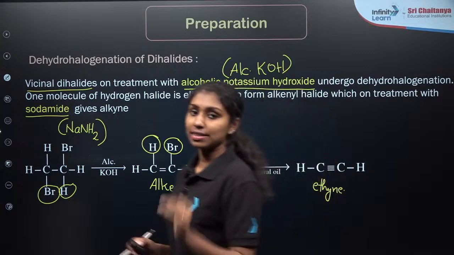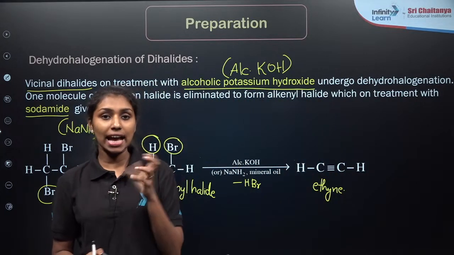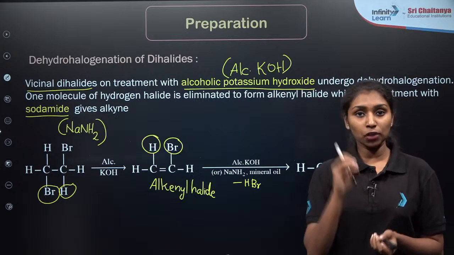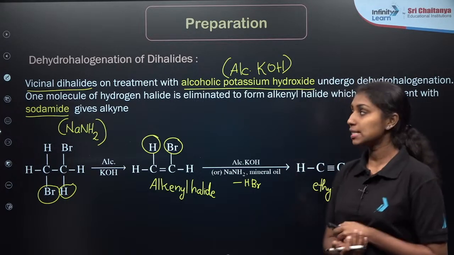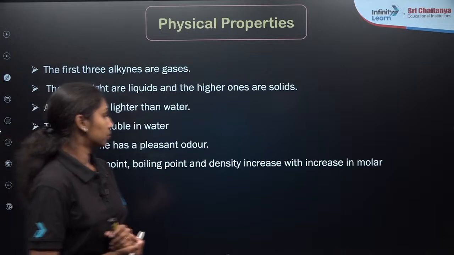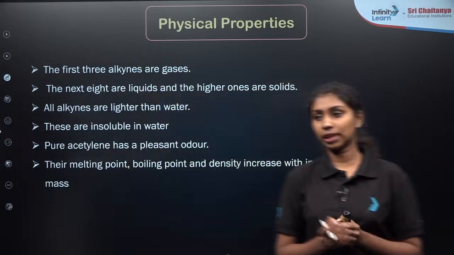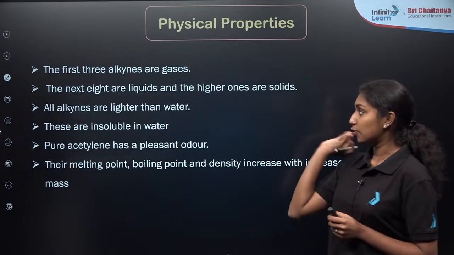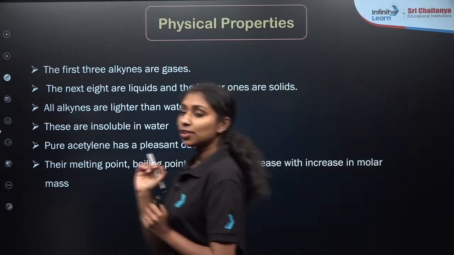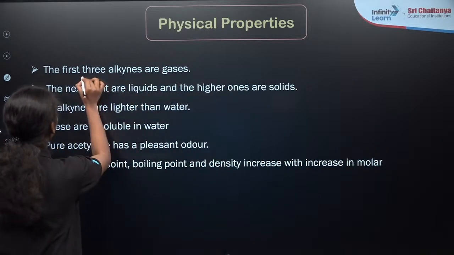So far we discussed the nomenclature as well as isomerism and preparation methods for the alkynes. Now let me move to the next part of the alkynes, that is the physical properties. Let us see the physical properties of alkynes one by one. These are the major physical properties of alkynes. As we already know, the first three alkynes, right? Which are the first three alkynes by name?